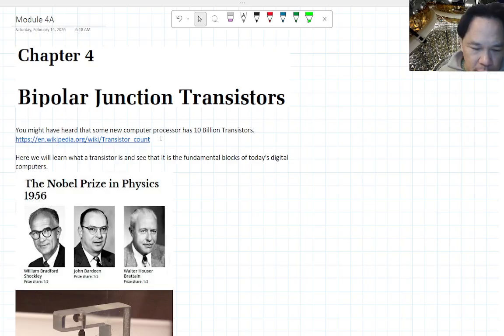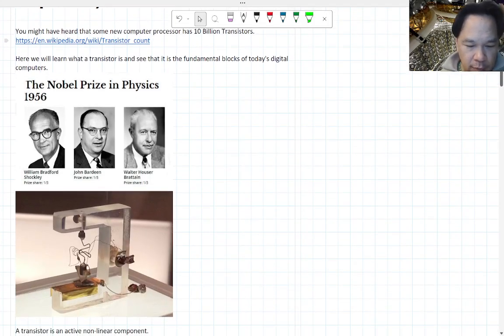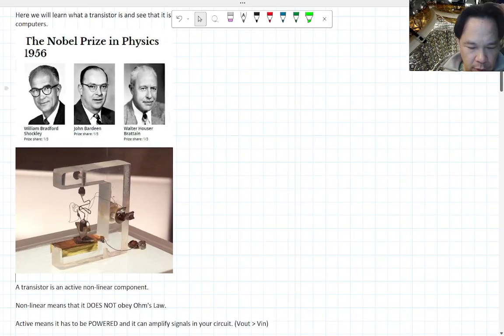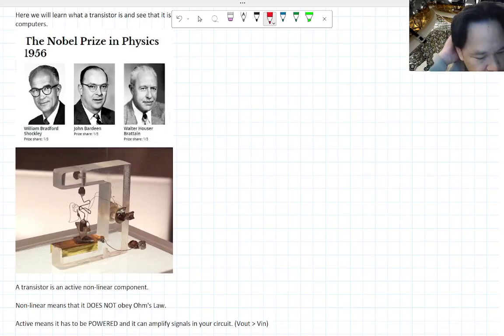Okay, let's start talking about a little bit of history. This technology is so important, of course. The Nobel Prize in 1956 was awarded to Shockley, Bardeen, and Brattain, who were at Bell Labs, who made the first transistor. You can even see a picture here. I'm going to try to describe what we're seeing here, and we're going to see that the same parts are actually in the bipolar junction transistor we're going to describe.